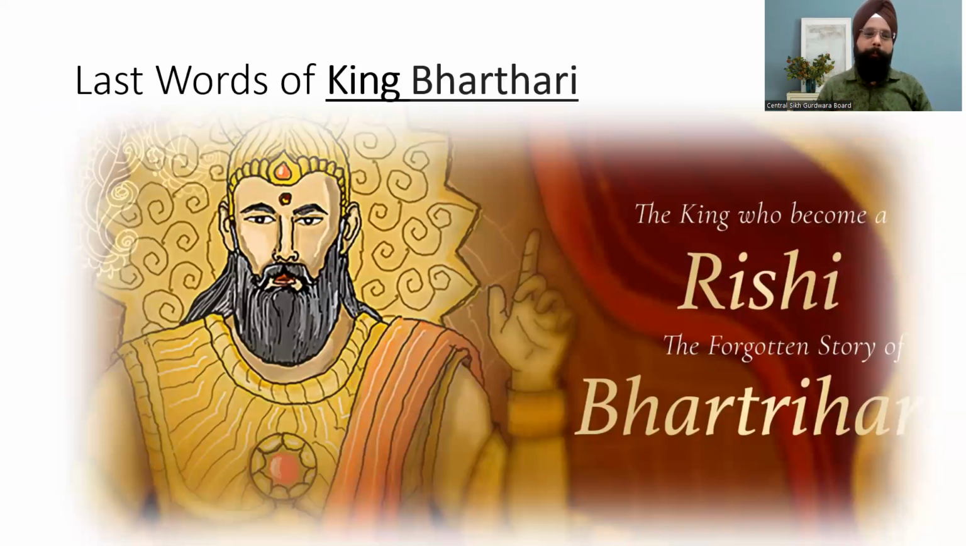There was a time when King Bhartri, at his time, was known as one of the very great sages as well, who became a rishi. Earlier he was a king, but somehow his wife cheated on him and he caught it, and then he left everything. In the beginning he left everything for his wife, then he felt he also did something bad.